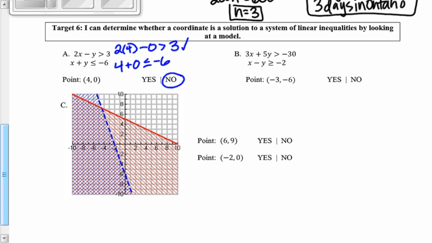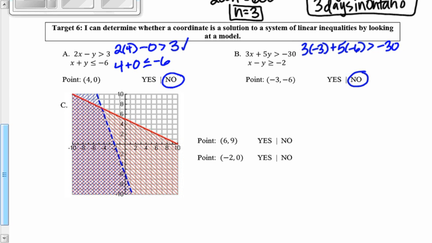In B, so same idea, just different numbers. So 3 times negative 3, I'm plugging in the point for x and y, plus 5 times negative 6, is that greater than negative 30? So that would be negative 39 is greater than negative 30. That is a false statement, so no, that is not a solution.